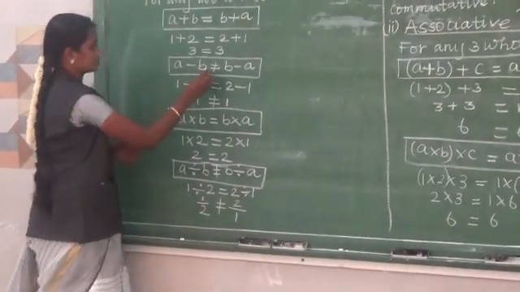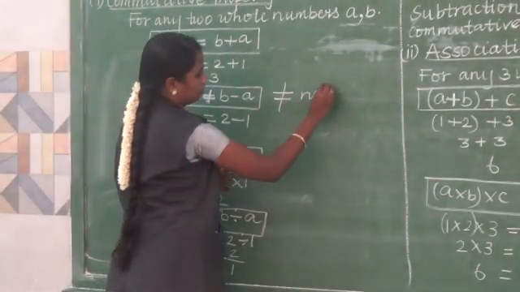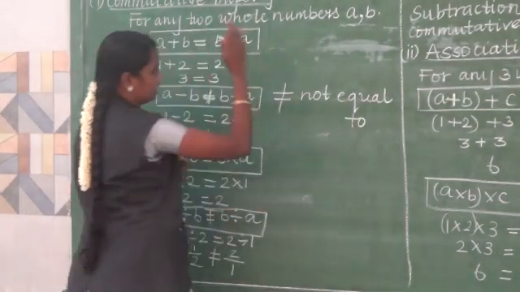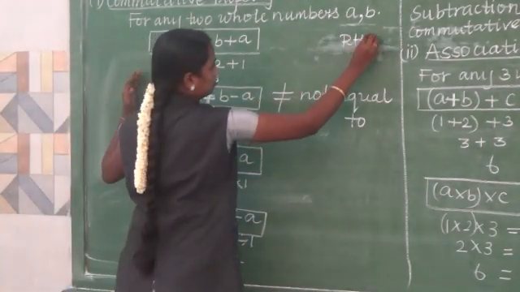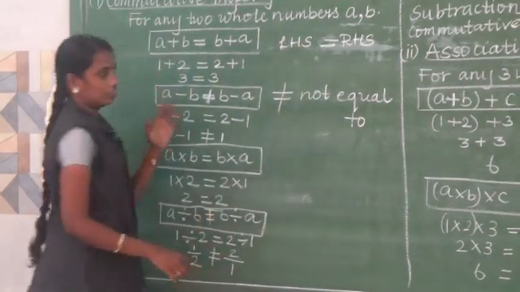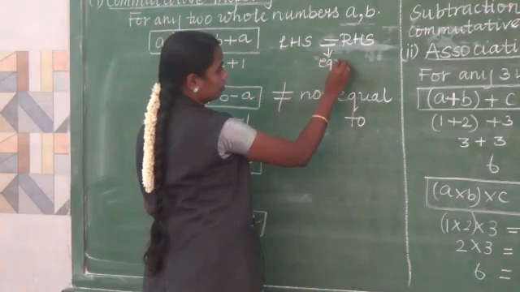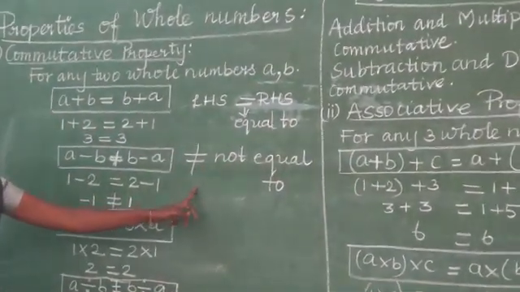That's why we use this symbol. See here, this means not equal to. So here, the right hand side equals the left hand side, the left hand side equals the right hand side. This is the equal to symbol, and this is the not equal to symbol.